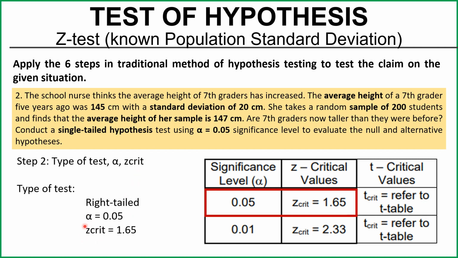So, for our z-critical value, of course, it is right-tailed, and right-tailed is positive, so 0.05. Therefore, our z-critical value is 1.65. Ma'am, paano naman po kapag t-critical value siya? So, kung naalala nyo yung recitation natin, yung naghahanap kayo ng t-value sa t-table, those are the t-critical values.